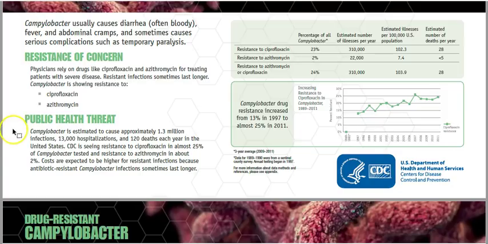Public health threat: CL is estimated to cause approximately 1.3 million infections, 13,000 hospitalizations, and 120 deaths each year in the United States. CDC is seeing resistance to ciprofloxacin in almost 25% of CL tested, and resistance to azithromycin in about 2%. Costs are expected to be higher for resistant infections because antibiotic-resistant CL infections sometimes last longer. We have a chart and a graph here.